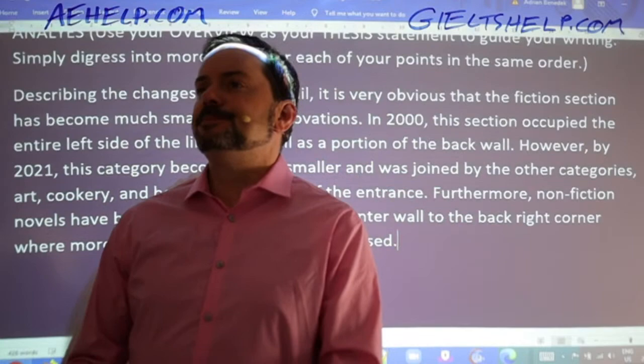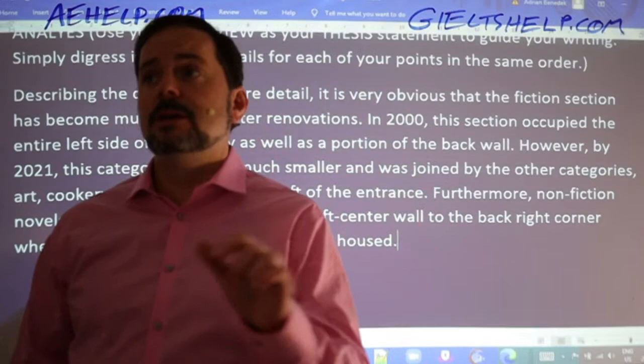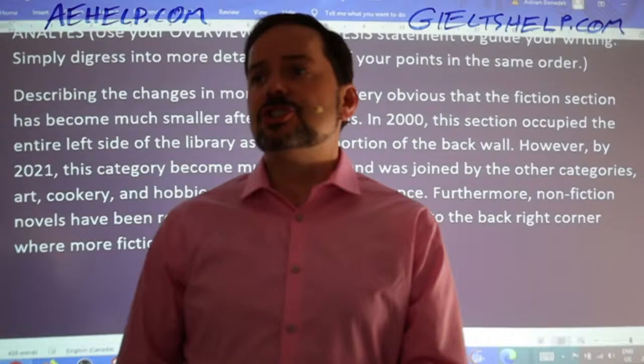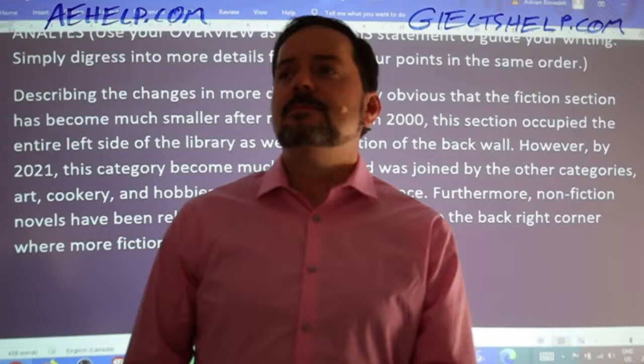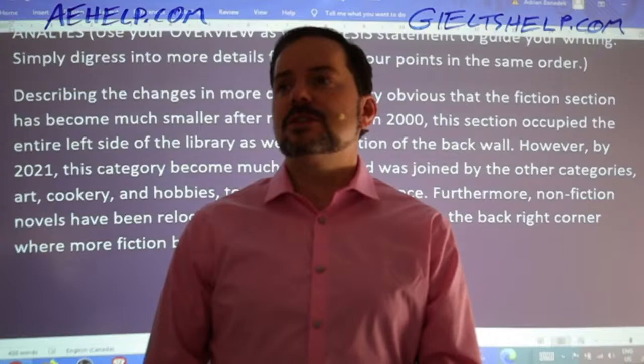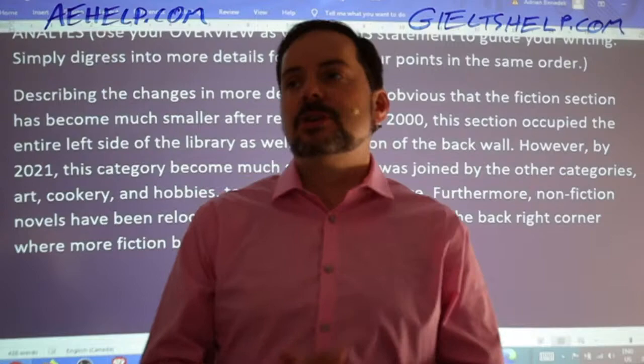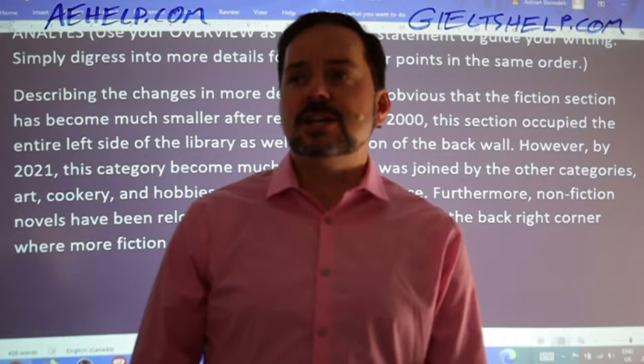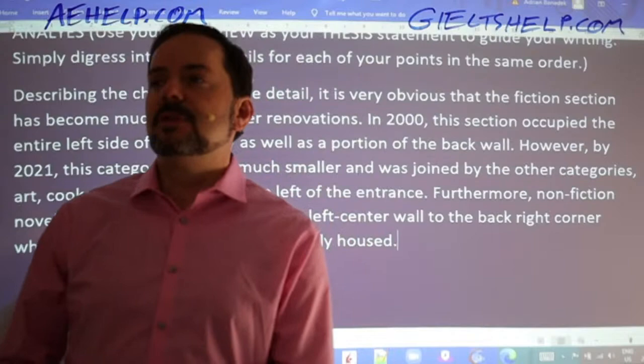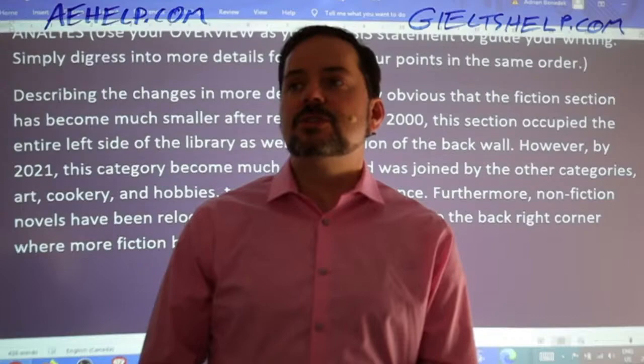Nick Hill writes, it's your leading expression. To the left side of the entry in 2000, the L-shaped fiction section has been diminished after renovations. Nevertheless, after 21 years, it has been categorized, because, again, it's passive, Nick Hill. So other people are doing the categorizing with the other types of books, okay? So it has been categorized with other sections, art, cookery, hobbies, and hobbies to the left of the library. Moreover, the nonfiction books have been moved from the right center of the entry to the back of the library. Okay, good. All right.